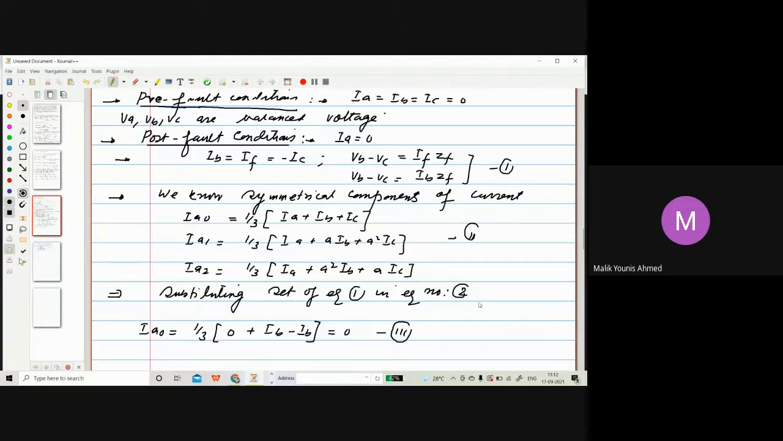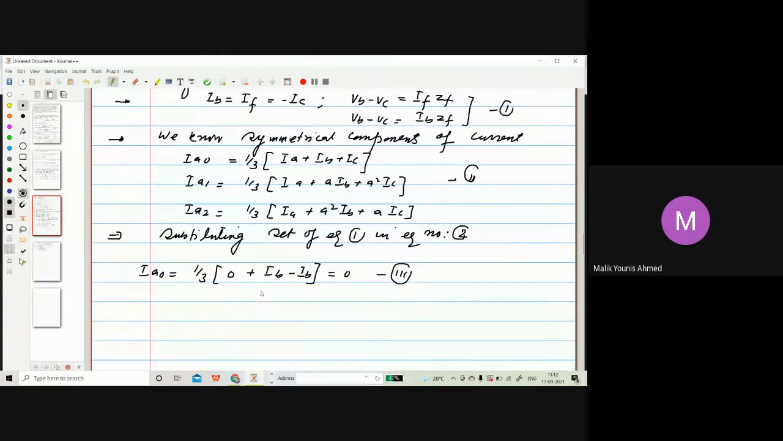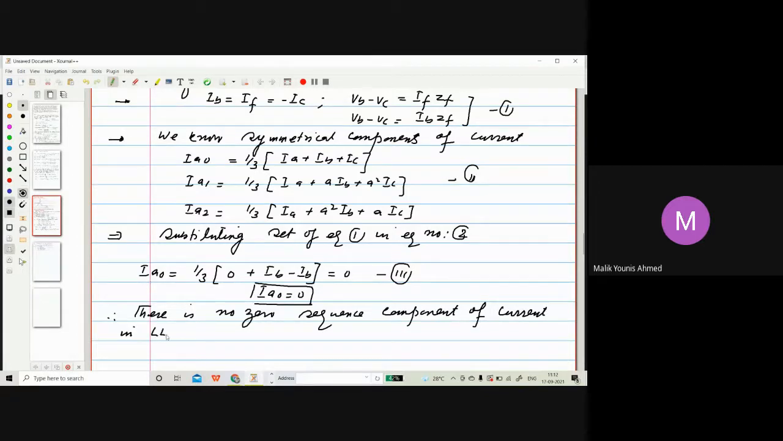Now let's apply the others. So here IA0 is equal to 0. There will be no zero sequence component. Therefore, there is no zero sequence component of current in a line to line fault. It does not exist. So the zero sequence component will not be present there.